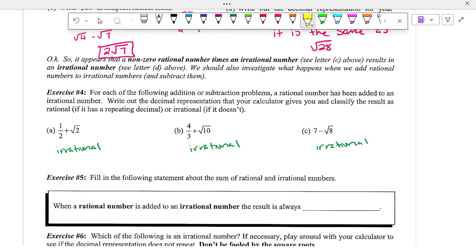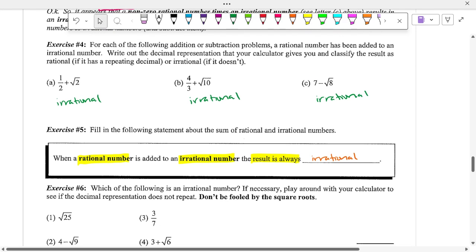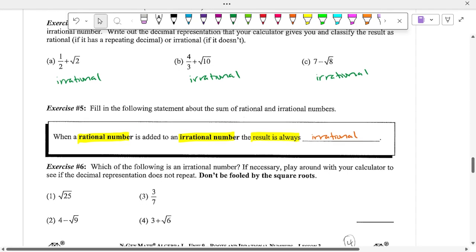So in other words, if we ever add a rational number to an irrational number, the result is always what? Irrational. Which that makes sense, guys. Let's say if we did 1 plus the square root of 2, that'll just be 1 point and then whatever the rest of that is for the square root of 2. Okay, that makes sense.